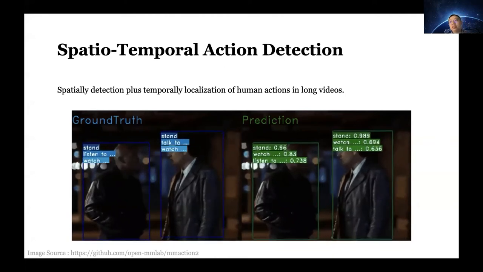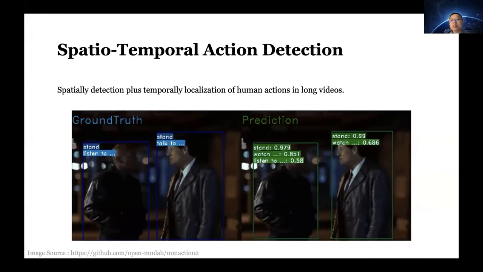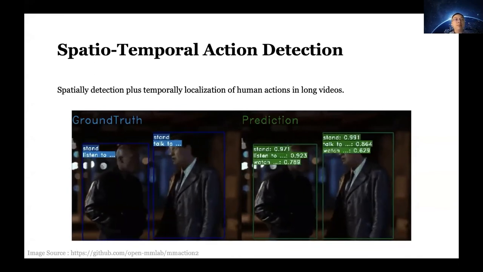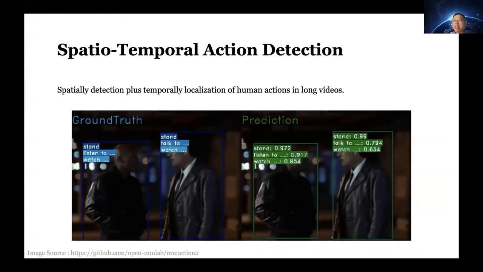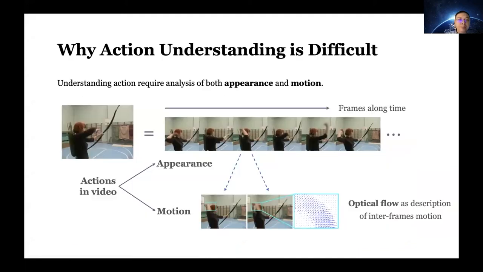Action recognition, temporal action detection, and spatial temporal action detection are the three major tasks that the computer vision community has been working on very actively over the past 10 years. And all these tasks are very difficult. Compared to image recognition or object detection based on images, videos provide an additional dimension, which is the temporal dimension. A video can be considered as a sequence of frames, and the frames are arranged along time.